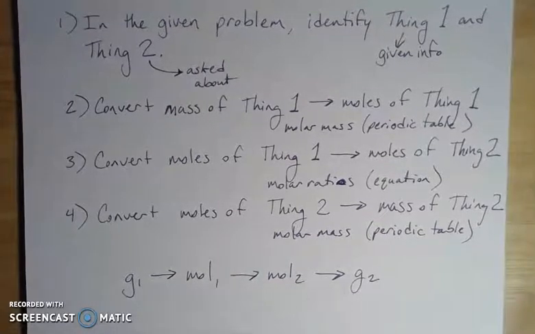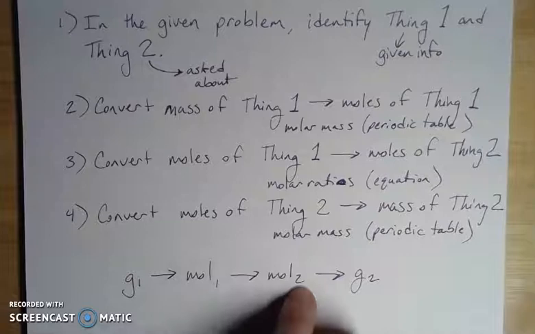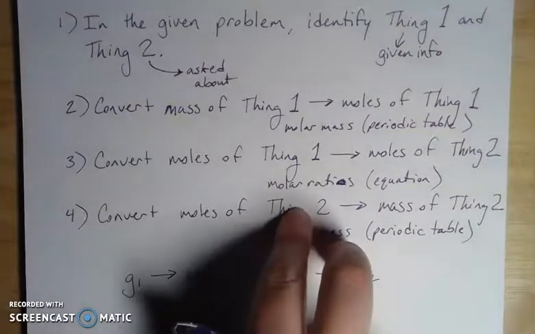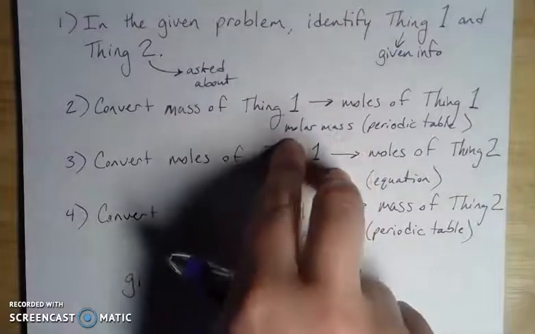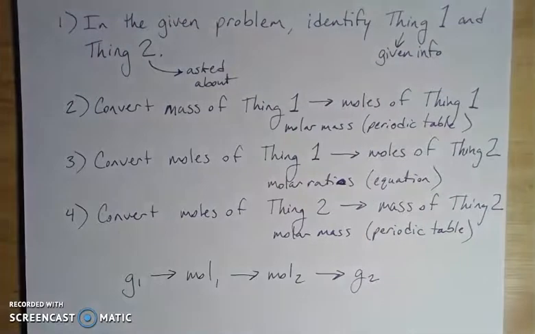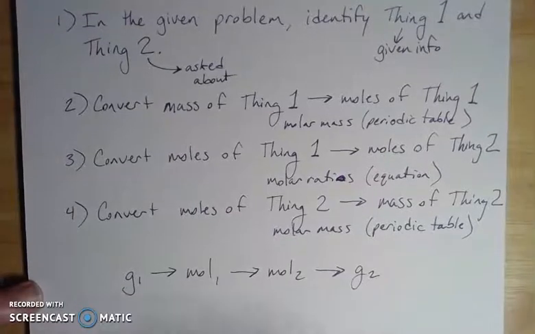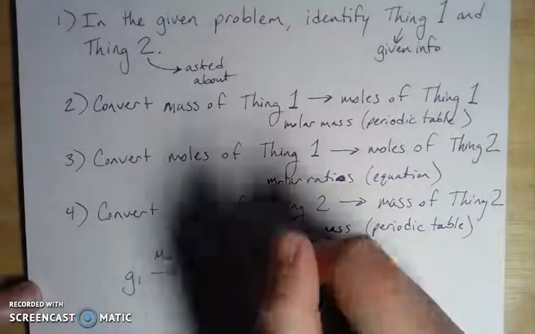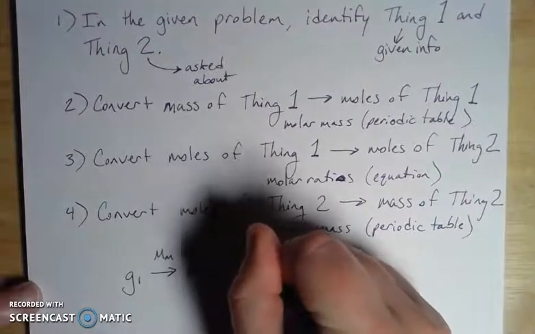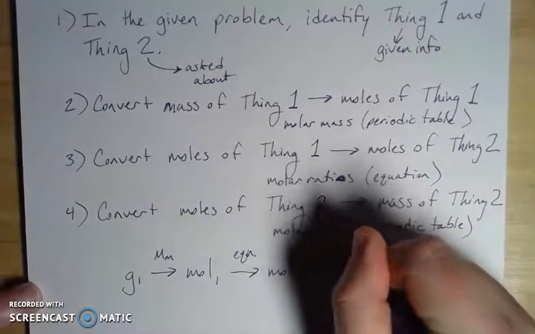And you should do this every time you walk. You take a step and you say grams to moles, moles to moles, moles to grams, grams to moles, moles to moles, moles to grams. As you're pacing around your home, as you take a walk around your neighborhood, grams to moles, moles to moles, moles to grams. This is your stoichiometry. Now this is coming from the molar mass, our equation, and then the molar mass of thing 2.